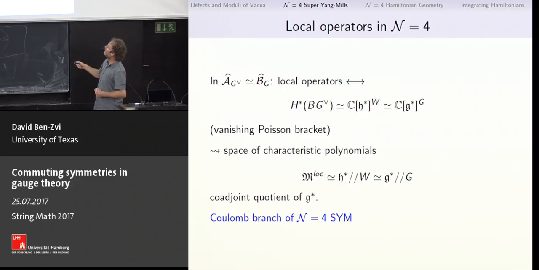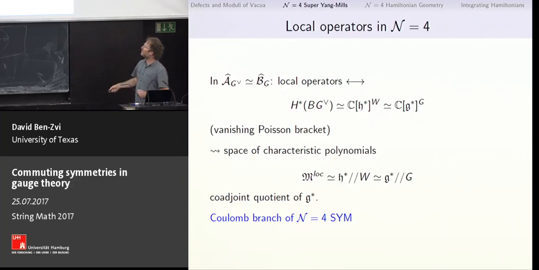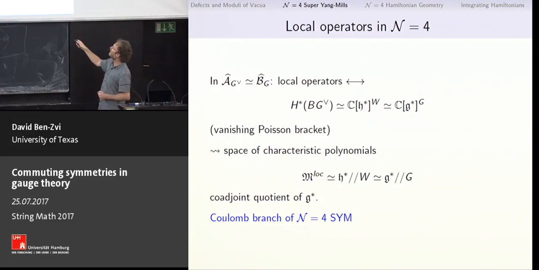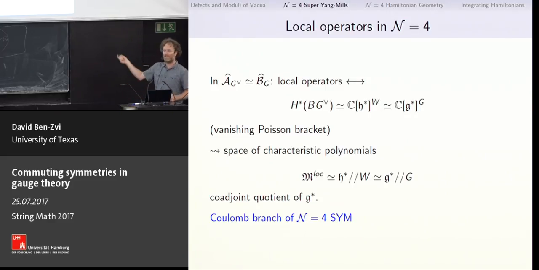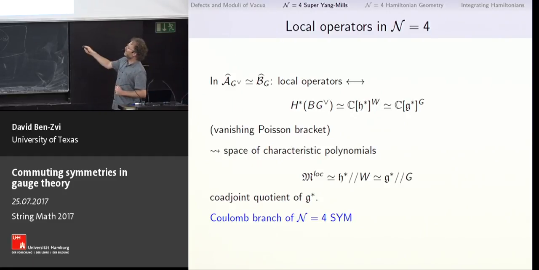I can describe the cohomology of the classifying space of a group as Weyl group invariant polynomials on the dual of the Cartan, or if you'd like, G-invariant polynomials on the dual of the Lie algebra. So that's my ring. I have a commutative ring of just invariant polynomials. For U(N), this just means traces. I'll just look at invariant polynomials in my adjoint scalar. So this is my commutative ring.